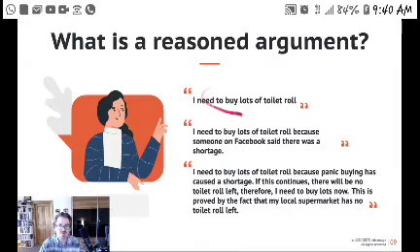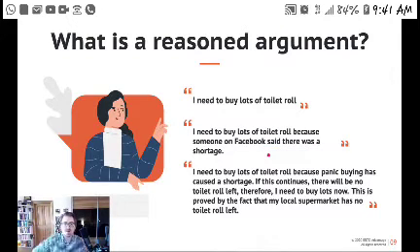Well, this one, if we have a look here, this one is totally unreasonable because there's no reason whatsoever. They're not giving any explanation or example or any reasoning at all. They're just expecting you to accept their point of view. The second person gives a reason, but is the reason valid? Someone on Facebook said there was a shortage.